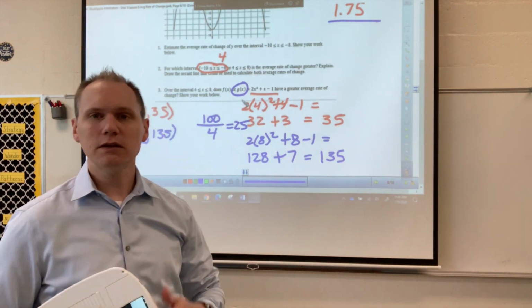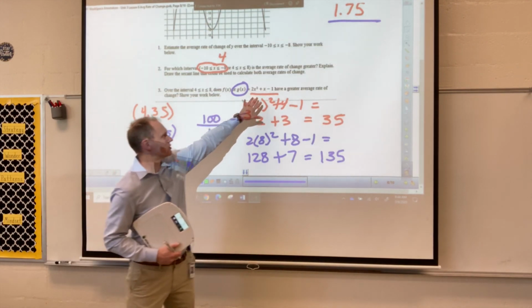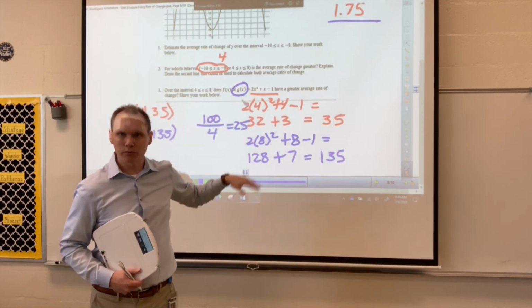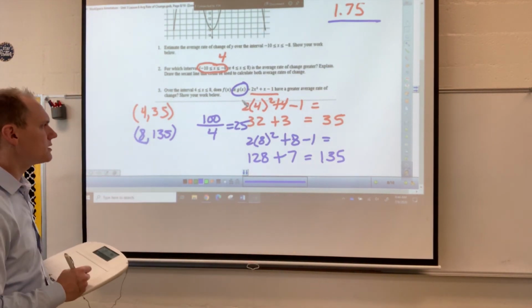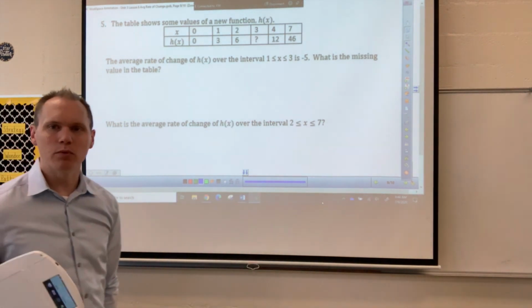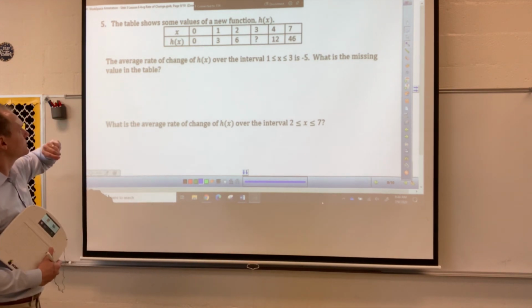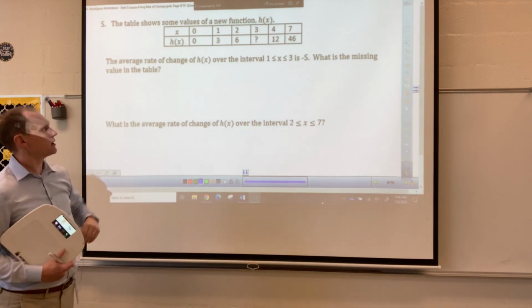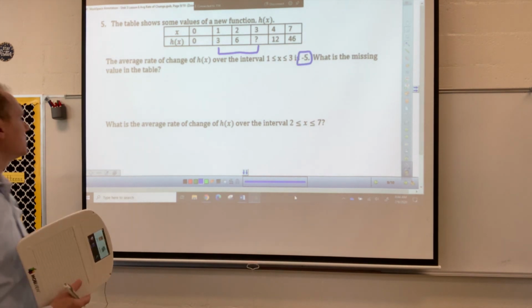All right, so we've seen it graphically. We actually had to figure it out here with just a function, where we can just substitute the values in and find the slope. But what about a table? So this last example talks about average rate of change from a table. So we got some new values here from this new function, h of x. The average rate of change of h of x over the interval from 1 to 3 is -5. What is the missing value in the table?